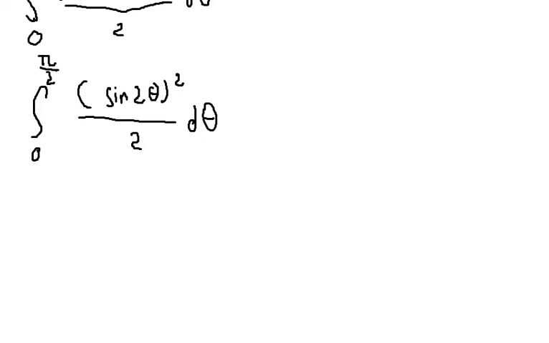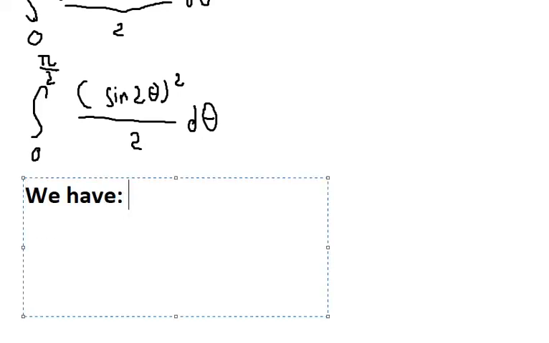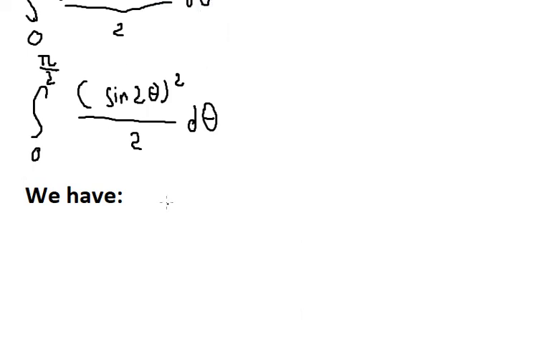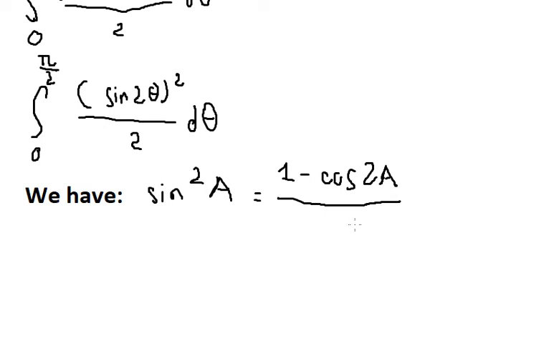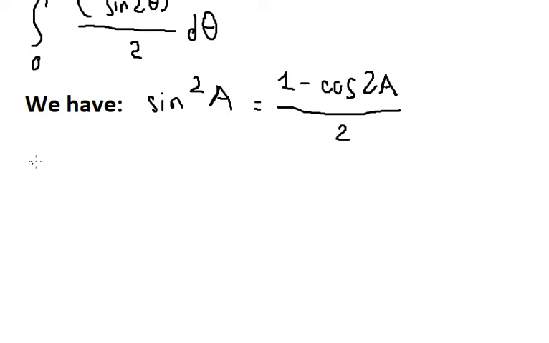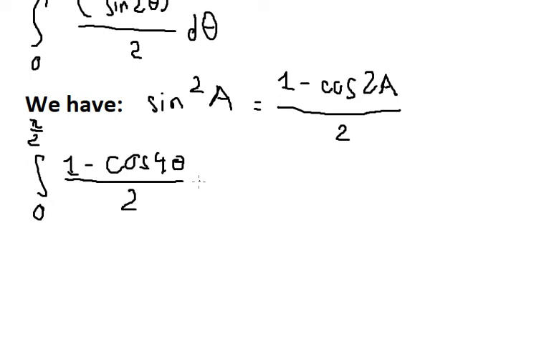Next, we have the formula in here. And we know that sine a squared, we can change into 1 minus cosine 2a over 2. So we have sine 2 theta squared, we can change into 1 minus cosine 4 theta over 2. And we put this one in here. Multiply by number 2 in here.